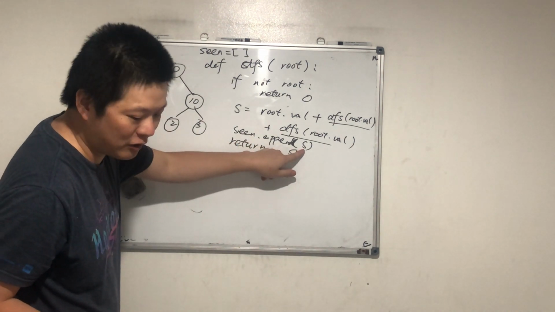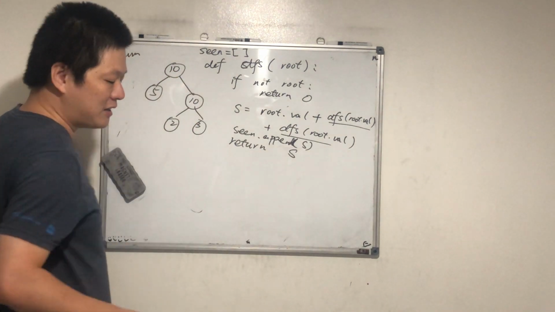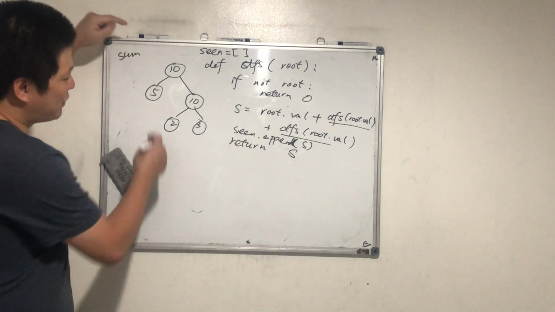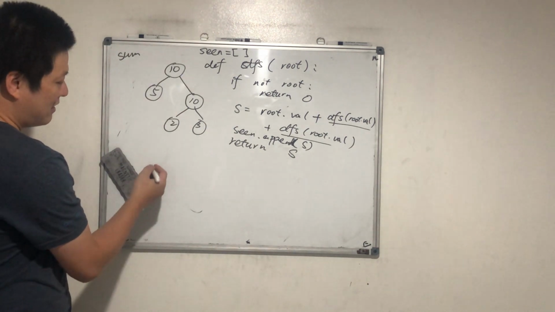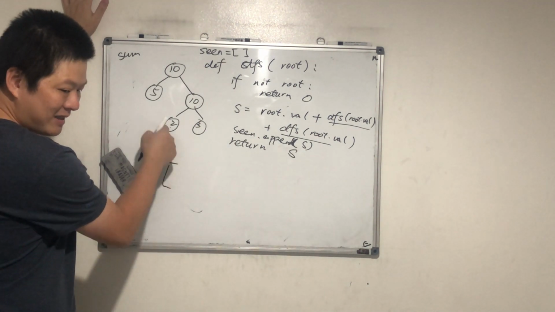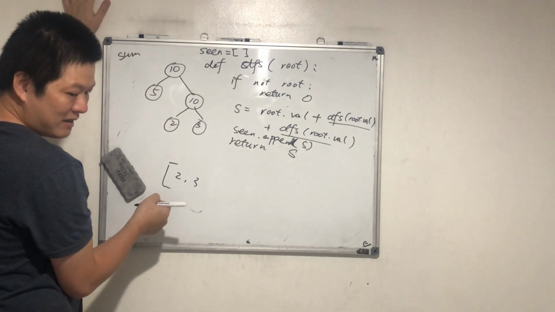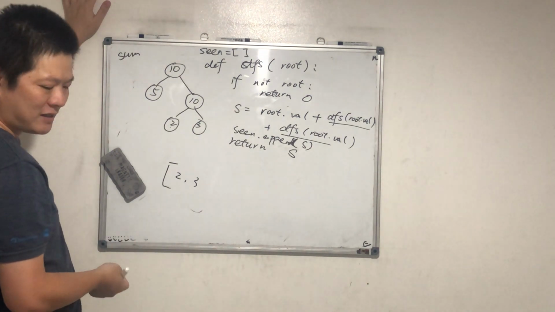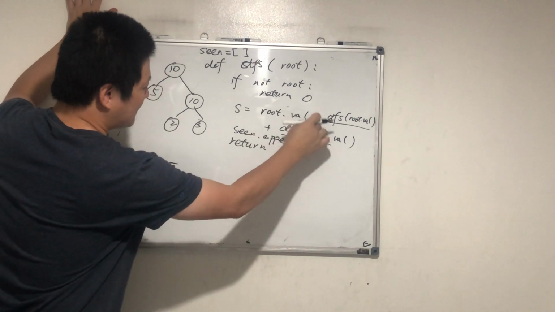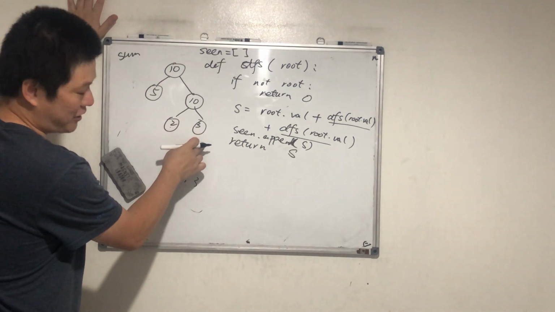We want to remember, seen.append, we want to push the sum into this. So how many subtrees are there? Five. What are the subtrees? 2 is a subtree, 3 is a subtree. And what else? 10. Why is it 10? Because s is the root's value plus the sum of the left tree and the sum of the right tree. So 2, 3 is a subtree.